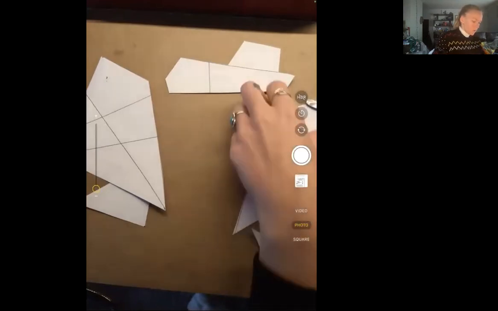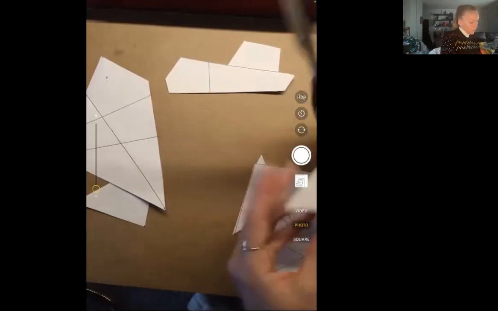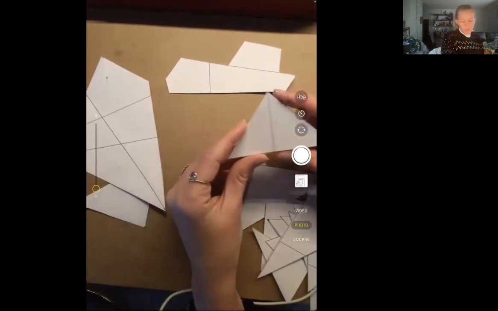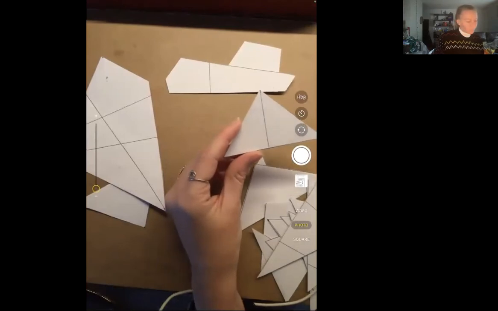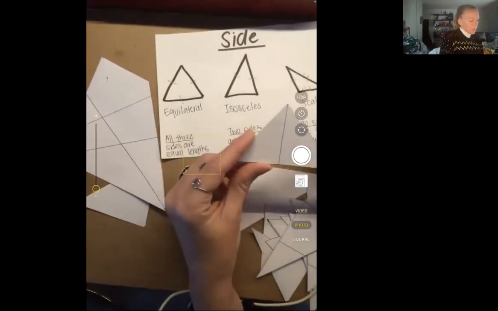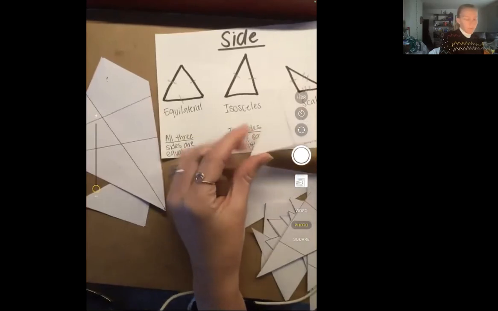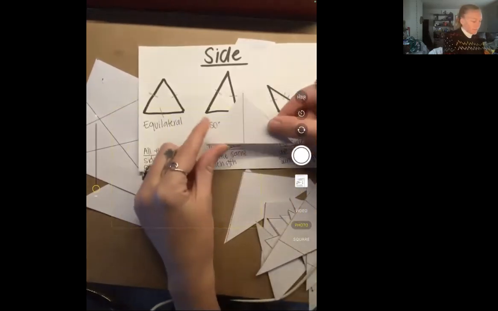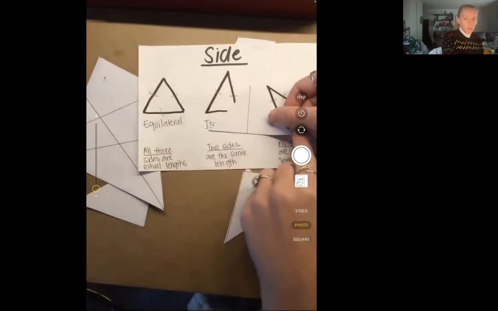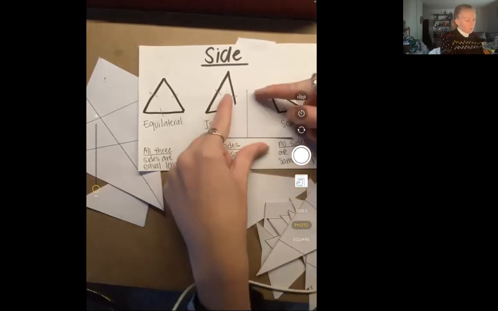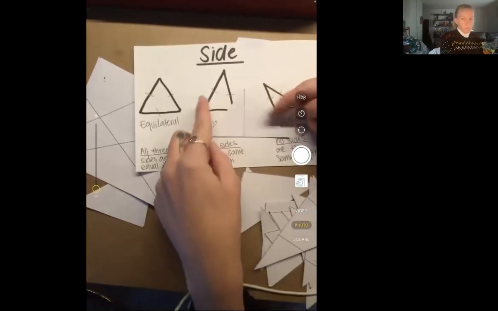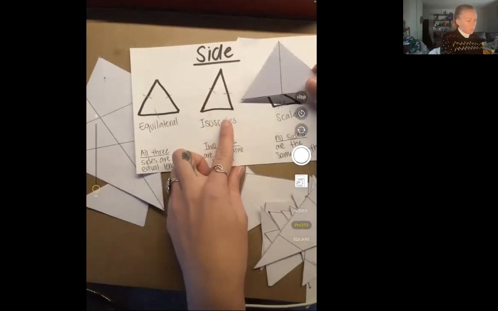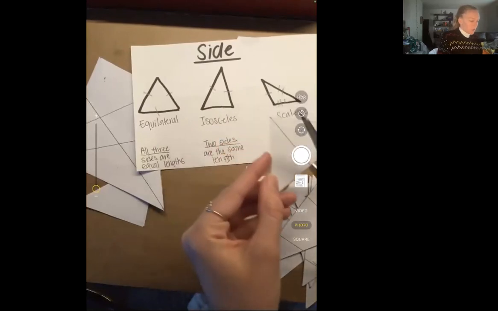Need to cut this one. Oh, before I cut this one, what kind of triangle is it? If I look here, what kind of triangle could it be for my sides? Does it have 2 equal sides? Let's see. We have one long one down here, and we have 2 of them that look about the same. So I think it's going to be an isosceles triangle. But what happens when I cut it in half?